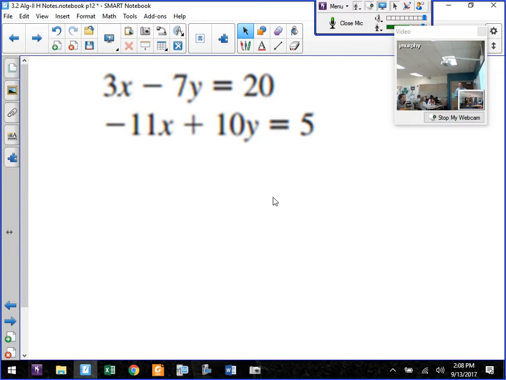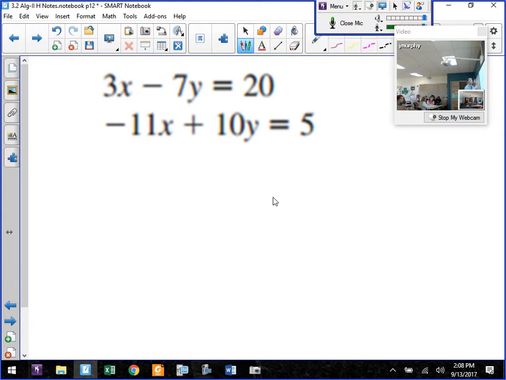Pick one to eliminate. Doesn't matter. They're both going to be kind of ugly. X's or Y's. Again, you've got alternating signs for both of them, so I wouldn't worry about subtraction stuff. I would probably just do 10s and 7s, which would be a little bit easier as opposed to 3s and 11s. Everybody be okay with that? I'm going to do 10s and 7s. I'm going to get rid of Y's.